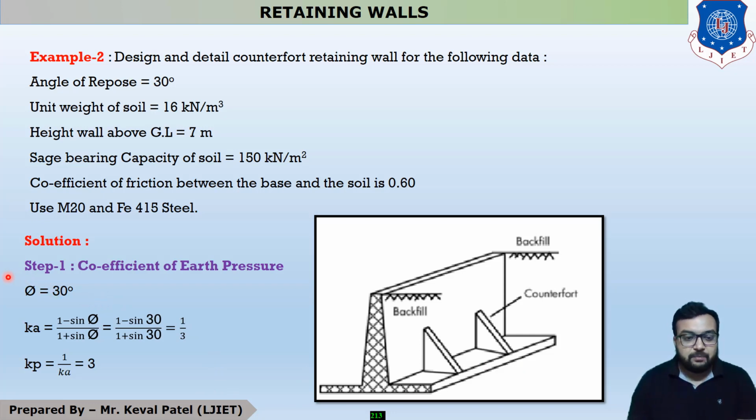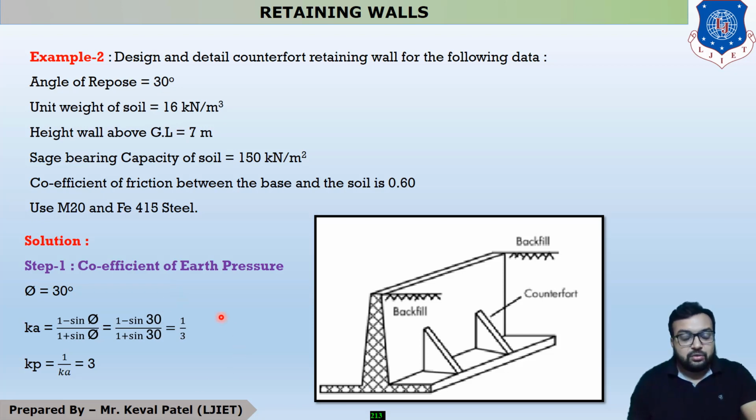So students, our step number 1 is to find out the coefficient of earth pressure. So there are two earth pressures. First one is active earth pressure and second one is passive earth pressure. Now, what is the equation of active earth pressure? The equation of active earth pressure is (1 minus sin phi) divided by (1 plus sin phi). Now, what is the value of phi? Phi means angle of repose. So, the value of angle of repose is 30 degrees. So, after putting the value of phi, we will get our answer, Ka is 1 by 3.